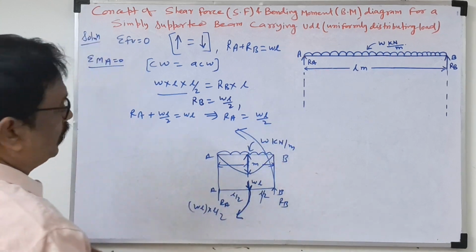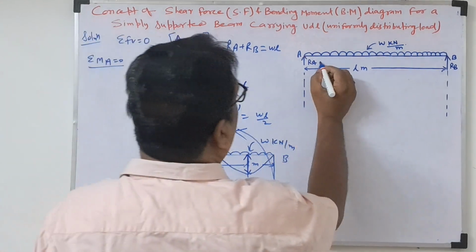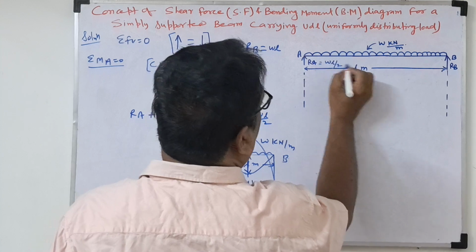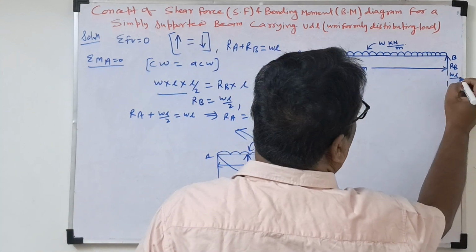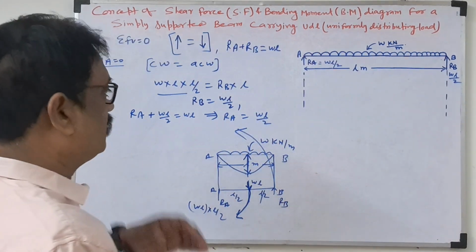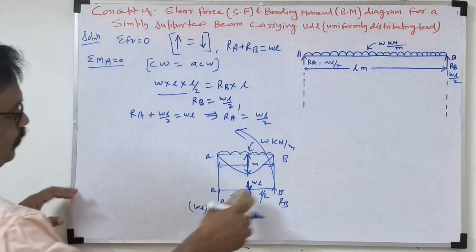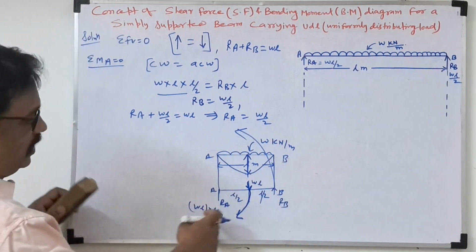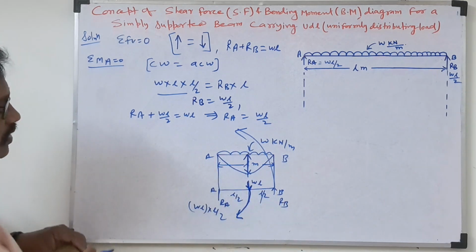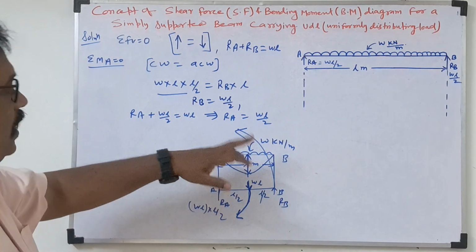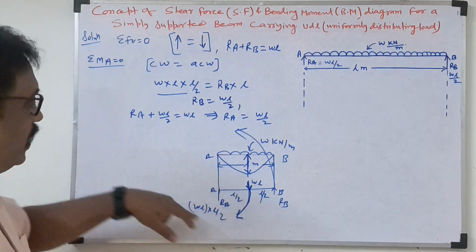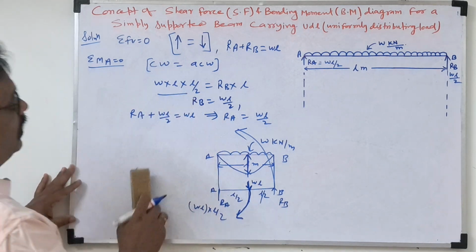So RA and RB we know now. RA we know, WL by 2, RB also, WL by 2. Okay. So support reactions we know now. Now this part, what I did, wherever the UDL will be there, convert it to a point load and use this concept to take the moments. Okay.